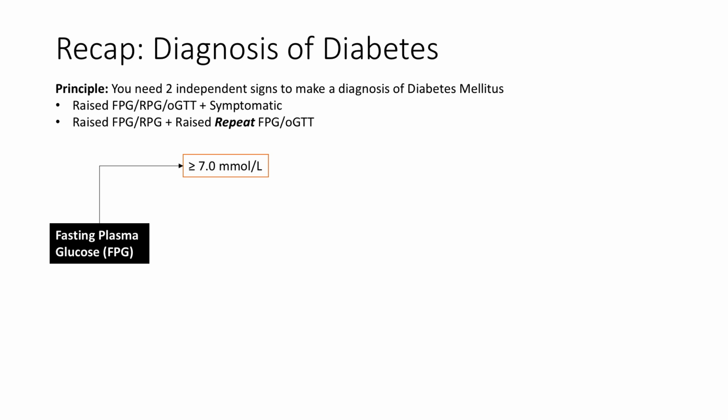Fasting plasma glucose: a patient comes for screening, FPG is above 7. Is the patient a diabetic? Cannot tell yet. So what do I have to do? I have to look at whether he's symptomatic or not. If he's symptomatic, is he a diabetic? Maybe.